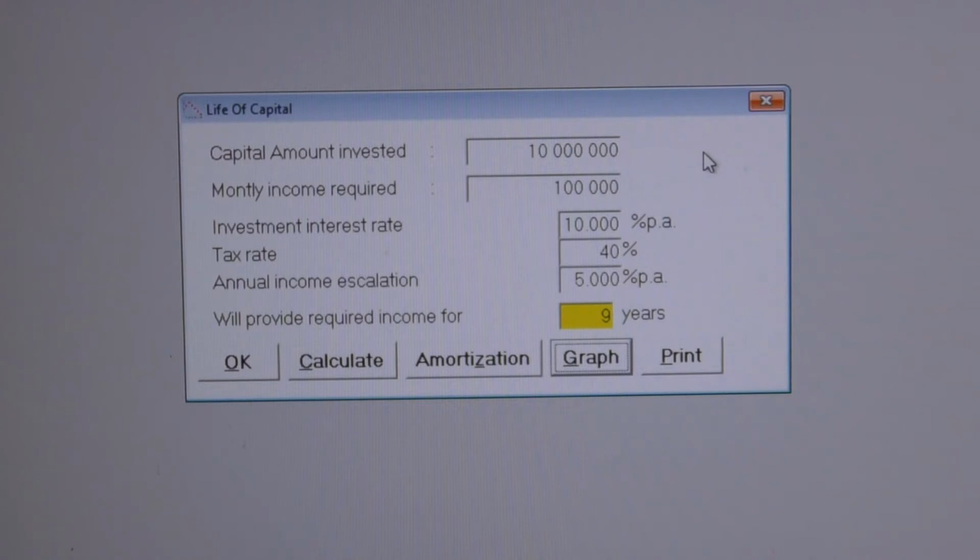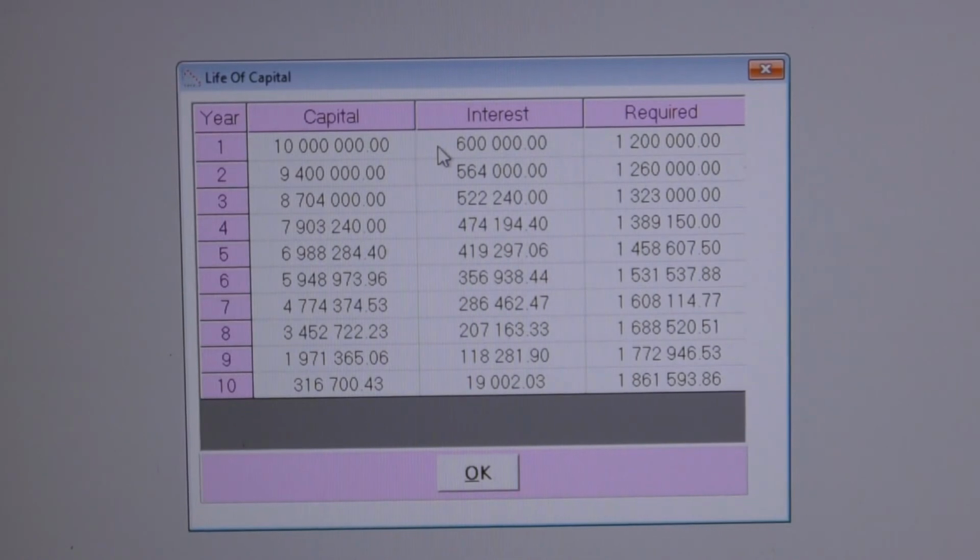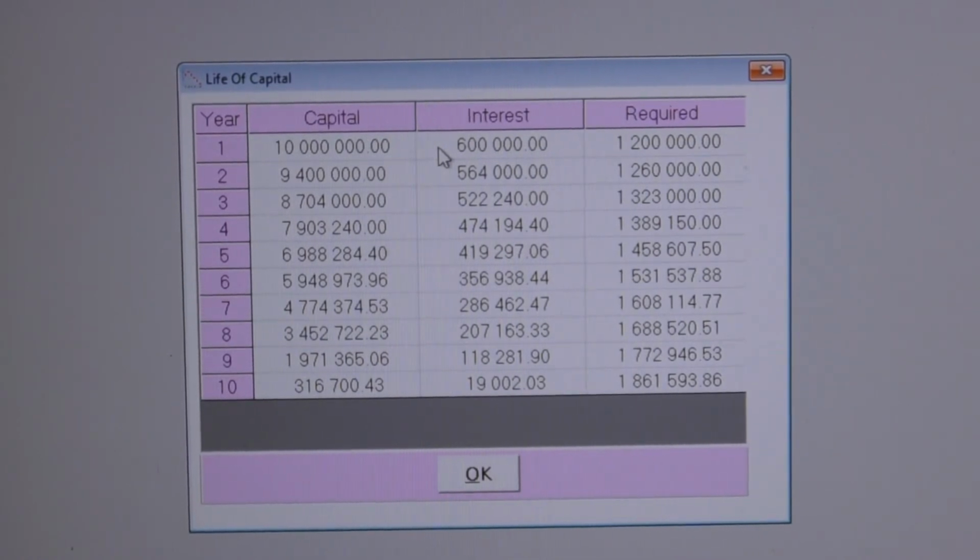If we look at the amortization table, we can see the first year shows our 10 million capital earns after-tax interest of 600,000 rand. We need 1.2 million the first year, and the 600,000 interest is just not enough. So we take another 600,000 out of the capital to make up the 1.2 million required. So the capital in year 2 is 9.4 million and earns only 564,000 interest in year 2.